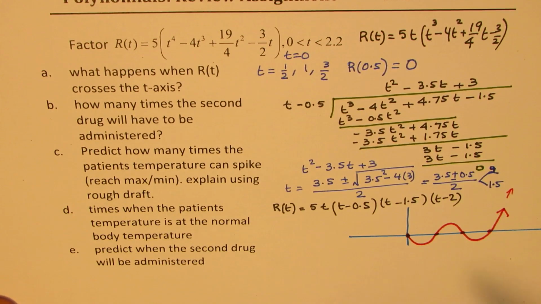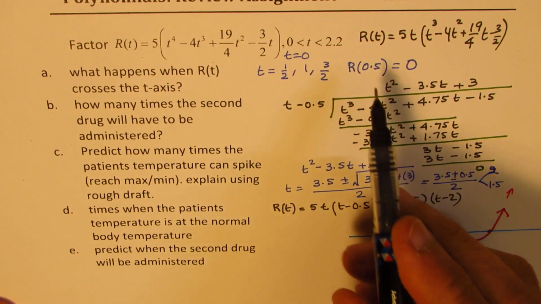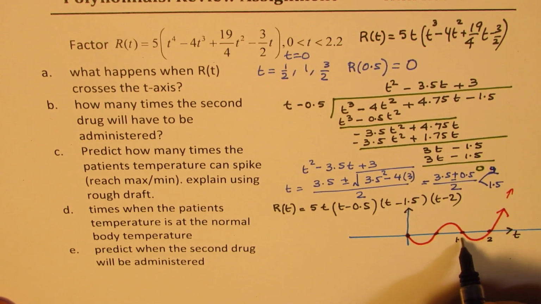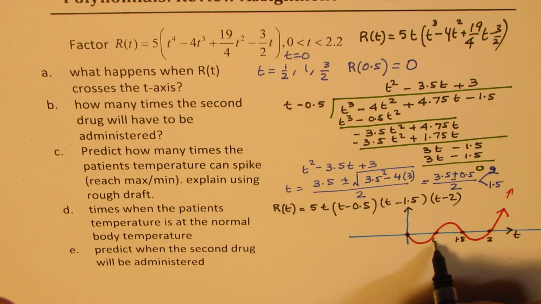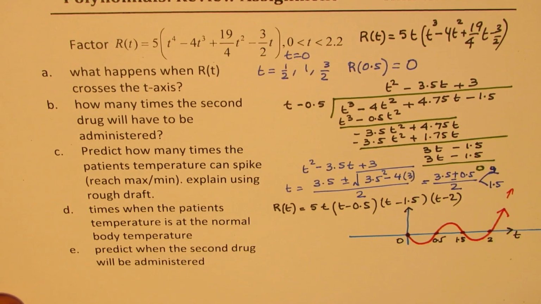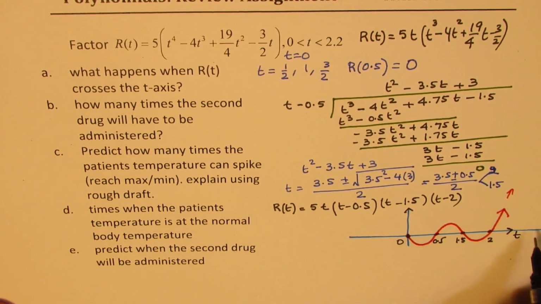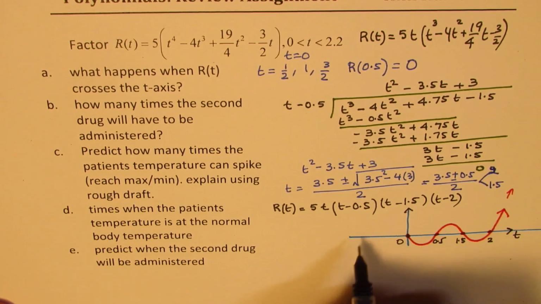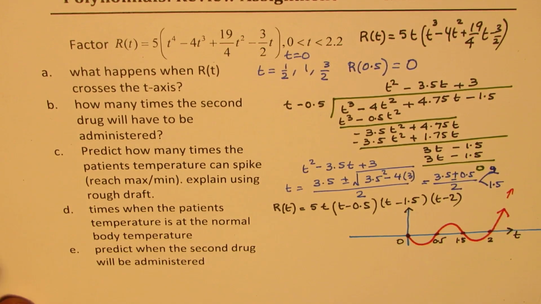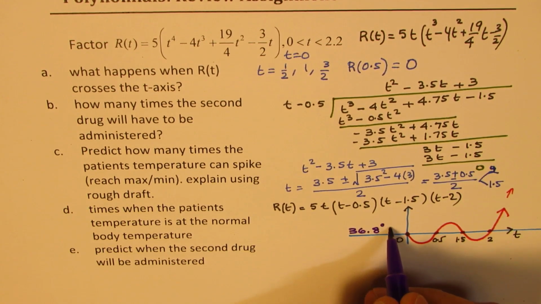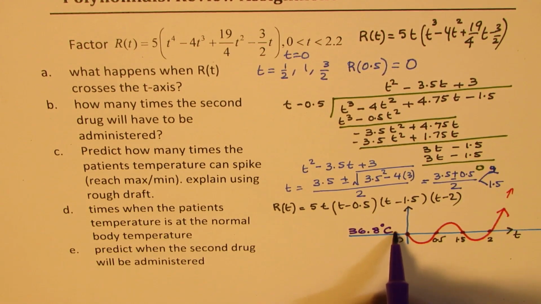Perfect. So from here, what you see on this axis is the r of t, and this is your time t. This point here is 2. This is 1.5. Here we have 0.5, and here we have 0. Now, let's answer these questions. What happens when r of t crosses the t-axis? Now, this is your t-axis. So basically, this is our body temperature. If you see the question, it says this is our body temperature, which is 36.8 degrees Celsius. Do you see that? So that is your body temperature.